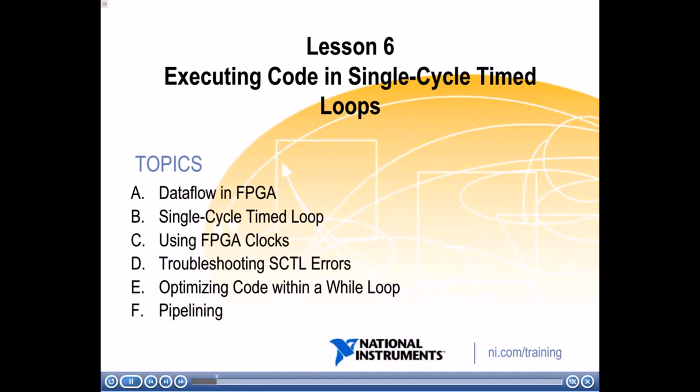So here's an overview of this lesson. We'll first talk about how data flow works in FPGA. Then we're going to talk about how we can leverage something called a single cycle time loop to execute code within one clock cycle. Then we'll talk about using FPGA clocks, and then troubleshooting single cycle time loop errors and how to fix those. We'll also talk about optimizing code within a while loop, and lastly we'll talk about pipelining.